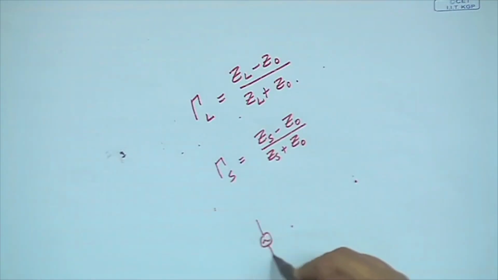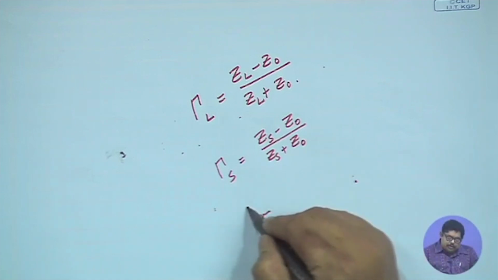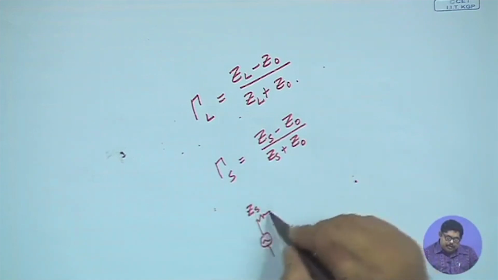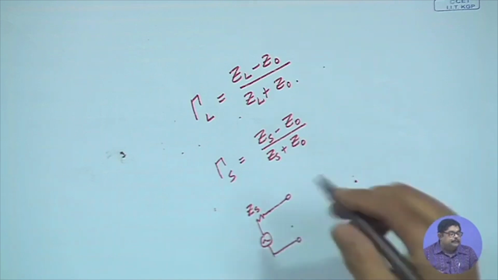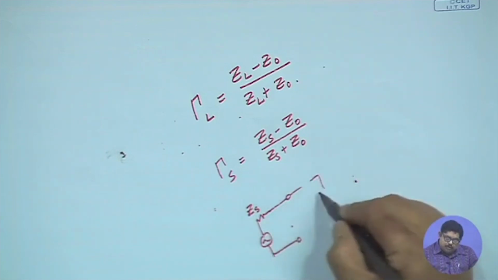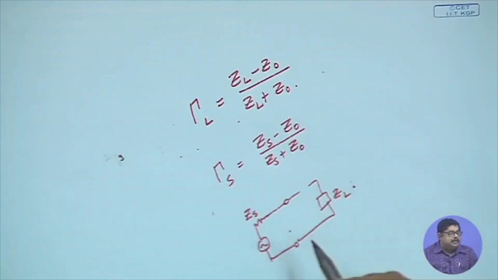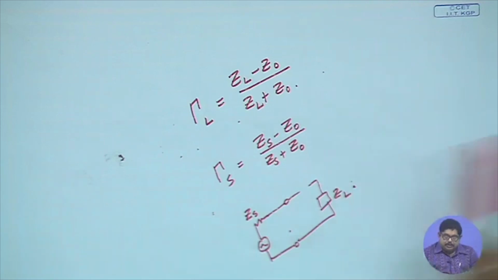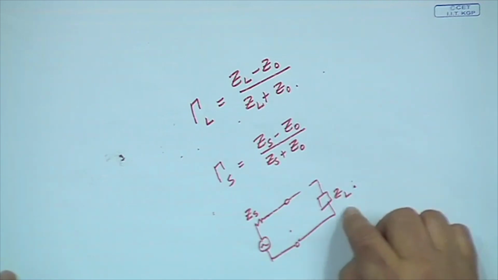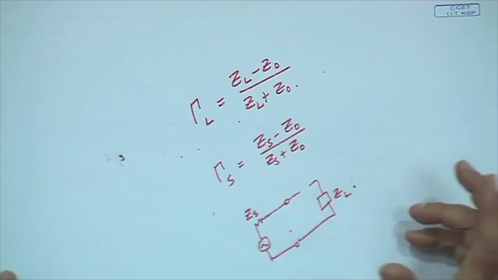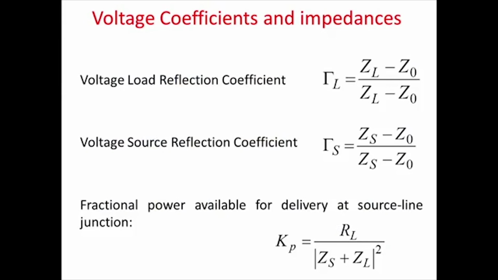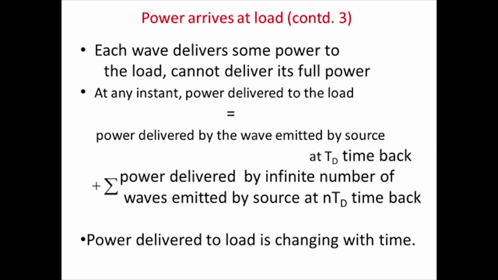That means, when I have the source side, you see there was the source, there was the ZS part, and when you are giving this to ZL, this is a voltage divider. So the fraction of that is delivered to the load, and obviously delivered to the load means delivered to the real part of the load. That is why RL by the magnitude of ZS plus ZL, whole square.